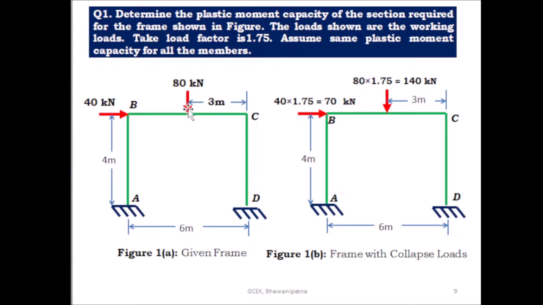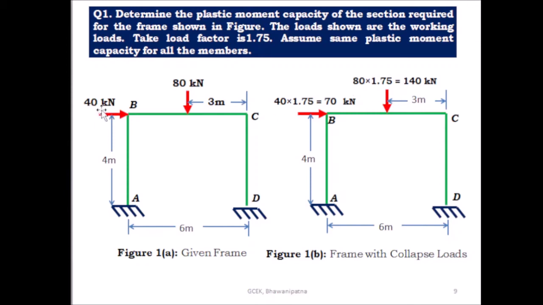But do you know how to find out the collapse load? Working load into load factor. Here the working load is 80 kilonewton. So 80 kilonewton into 1.75 is equal to the collapse load. So this is equal to 140 kilonewton.